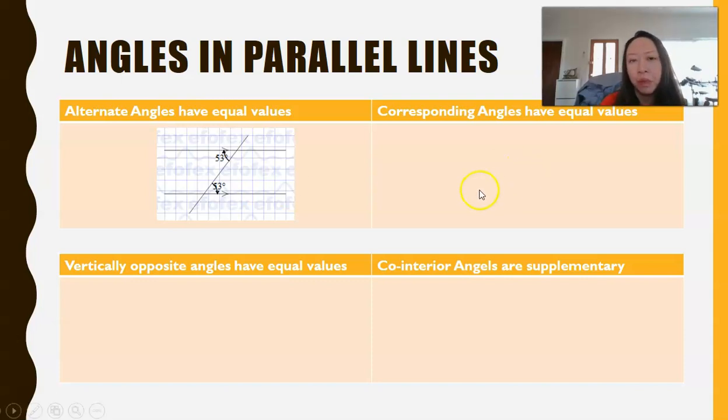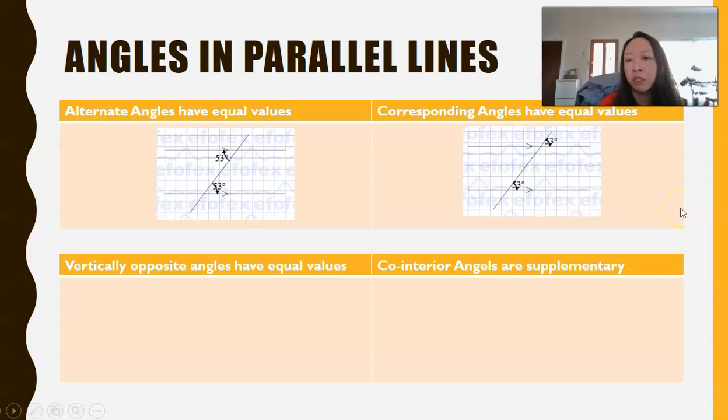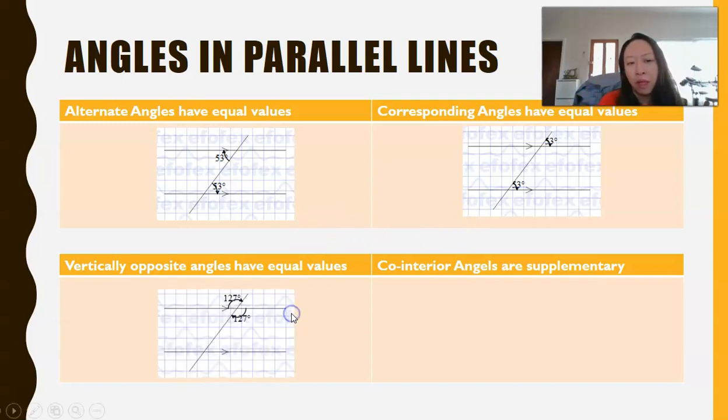So corresponding angles are in the same position. They sit in the same position, if you get what I mean. These two angles have the same position, and therefore they are corresponding angles. And we need to make sure that there are parallel lines over here to make sure that they are corresponding.